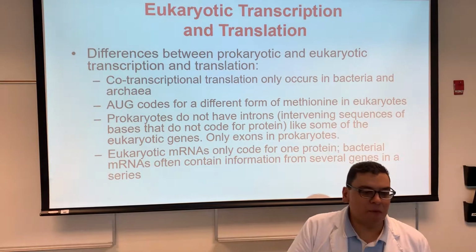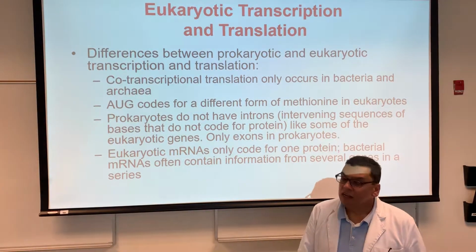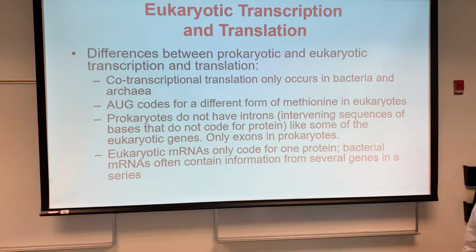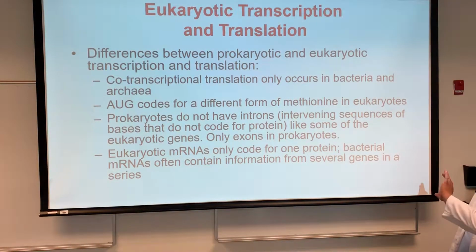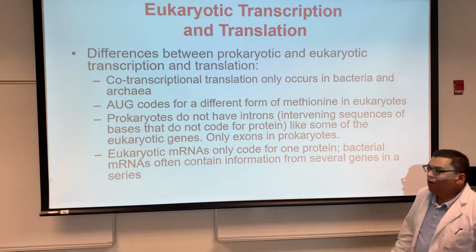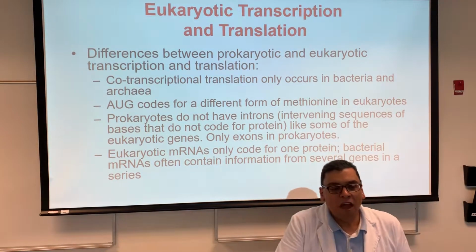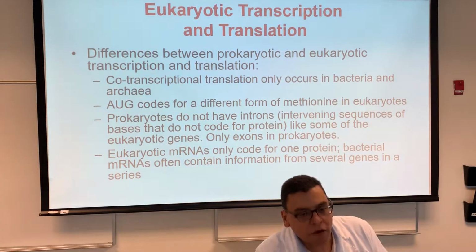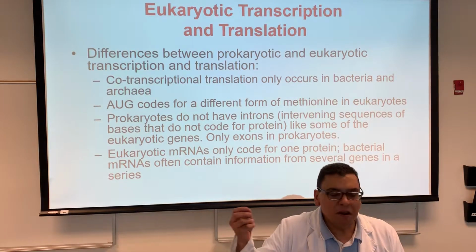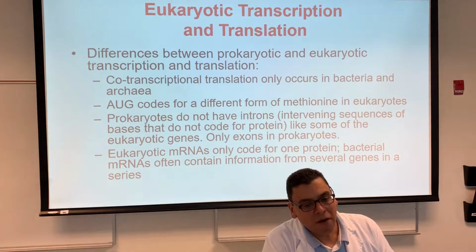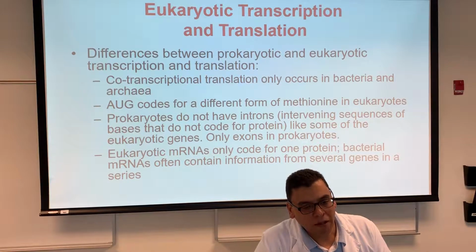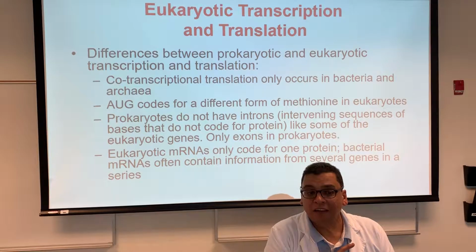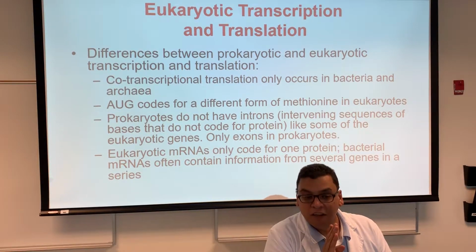That's not the same in prokaryotic cells. You're about to see it. In prokaryotic cells, a single mRNA can contain the information of several genes in a row. So in eukaryotic cells, you have an mRNA for catalase, for example. You have an mRNA for a membrane protein, for example. But in bacteria, a single mRNA can be used to make multiple proteins because the genes are arranged differently. The genes are arranged in a row.